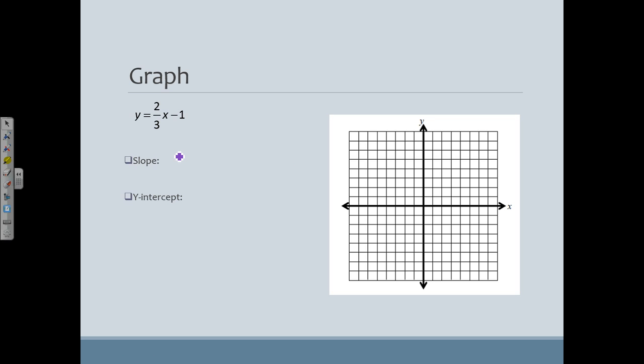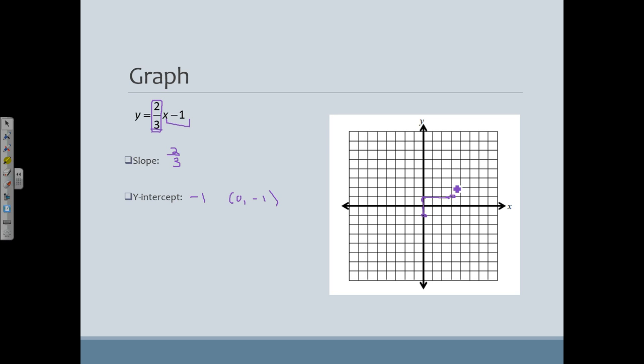Let's look at our next example. My slope is in front of the x, so it's 2/3. My y-intercept is negative 1, or the point (0, negative 1). So I'm going to go to (0, negative 1), and I'm going to graph the point using my slope. Notice my slope is positive this time, so I'm always going to go, if I can, in the positive direction. So that means that I go up 2 and over 3. Boom. I went up 2, over 3.